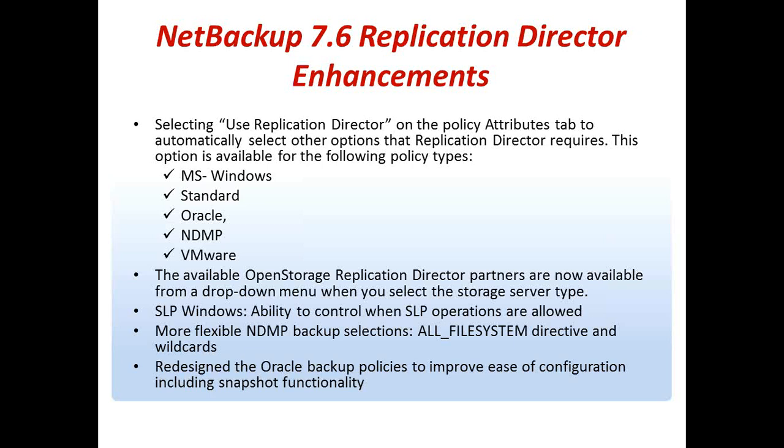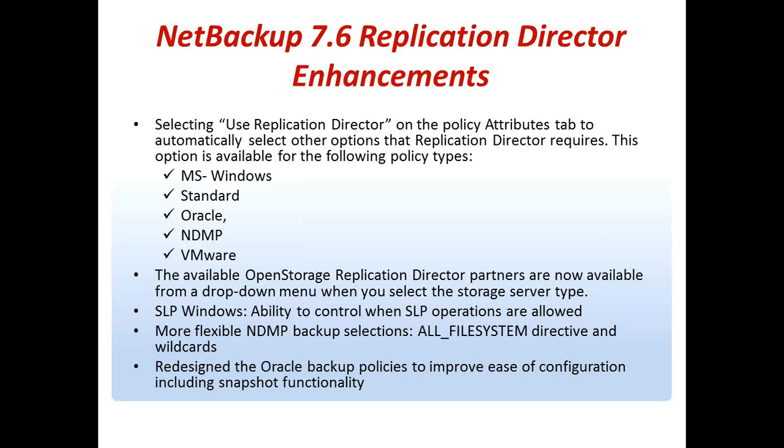And the other key takeaway I see here is the use of wildcards. All right, the use of wildcards, all file systems, exclude lists, those are available for NAS backups now within Replication Director. And just to note, when you're using this within Replication Director, anything you exclude must precede the all file systems directive. But using Replication Director, again, just by selecting that within the attributes, that's available on the MS Windows, Standard, Oracle, NDMP, and VMware policy types.